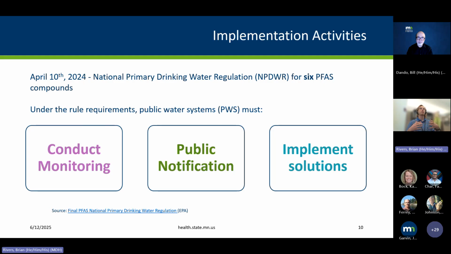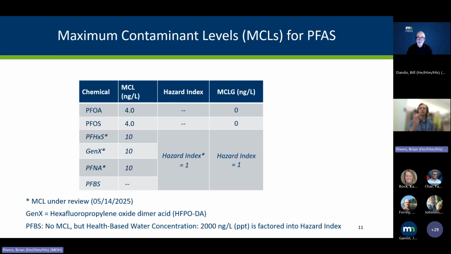But systems have other options, such as drilling new wells, finding new sources of water that don't have PFAS, and then connecting to public water supplies that are buying water from systems that don't have PFAS in them. And then finally, of course, getting treatment. And we say that treatment is kind of the last option on the table, just because it is fairly expensive to implement.